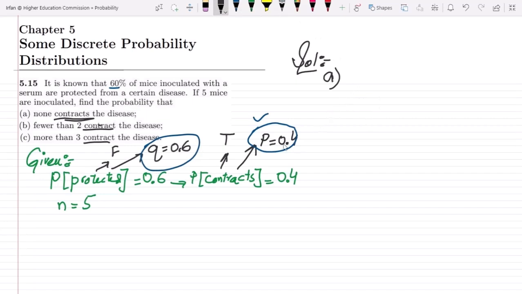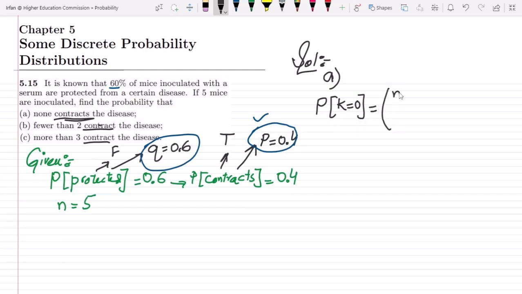So now we can very clearly see that these are basically a number of Bernoulli trials. So in order to find the probability of certain Bernoulli trials, we have to use the binomial probability law. So here, in order to find that none contracts the disease, we have to see that k is equal to 0, which is meant by none.